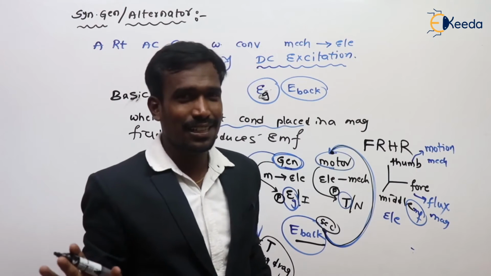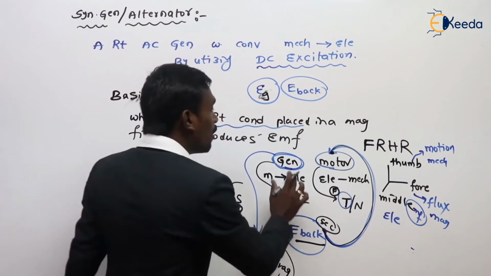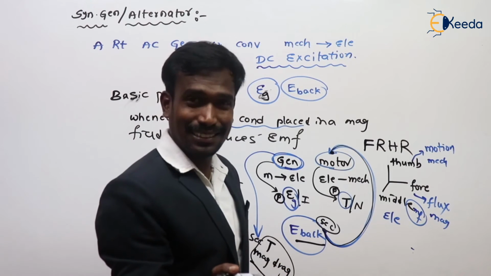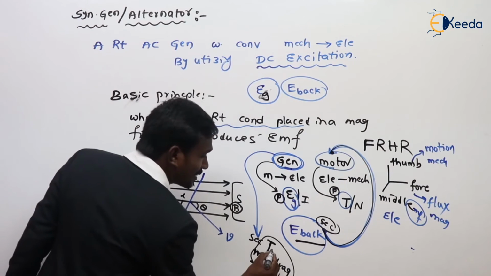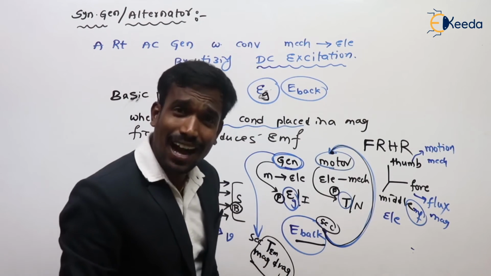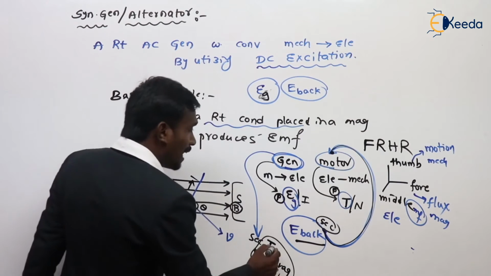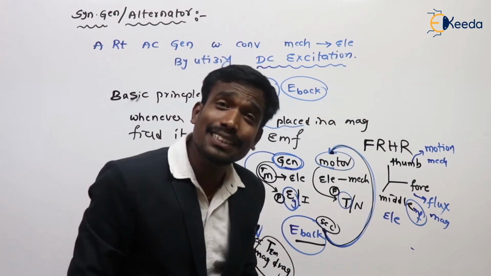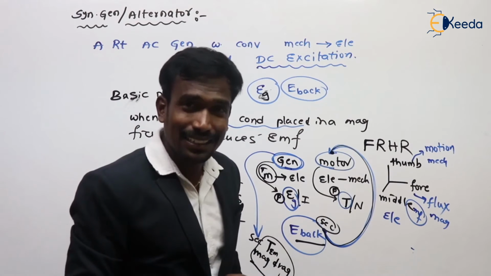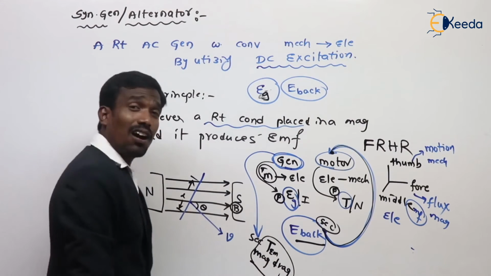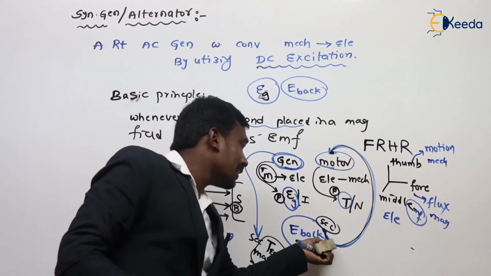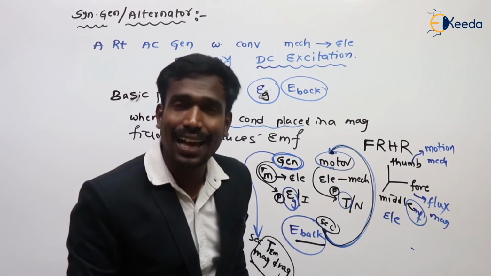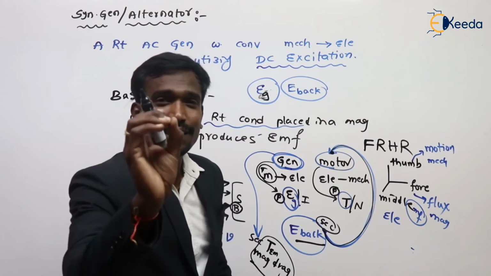This is 100% correct. Likewise, in every generator, motor action will take place, which produces electromagnetic torque, which is in the opposite direction to the prime mover torque. Hence, this torque is called counter torque. This is a counter EMF, this is a counter torque, this is a back EMF, this is a magnetic drag.